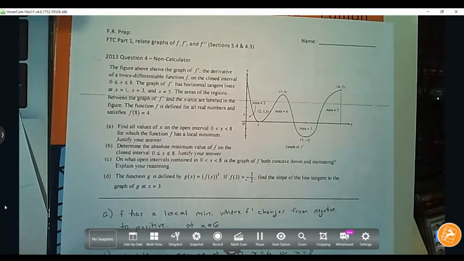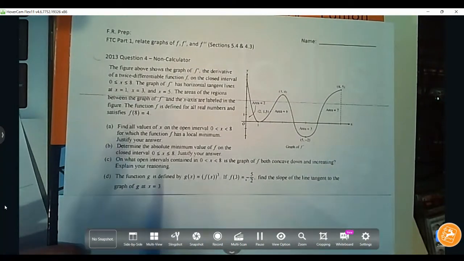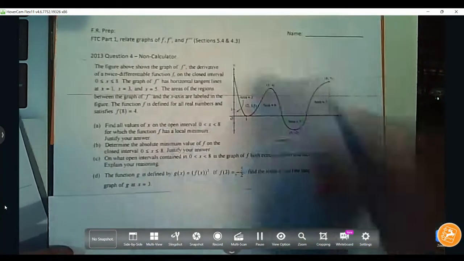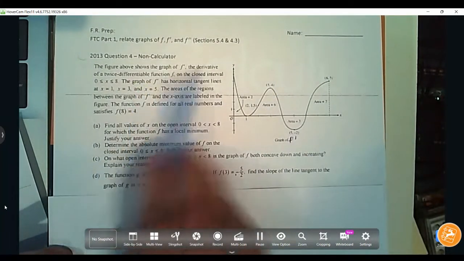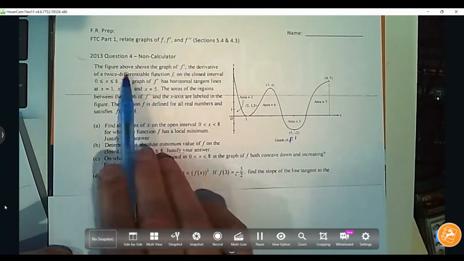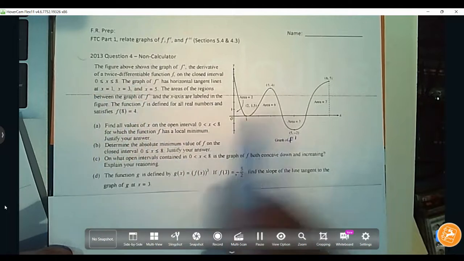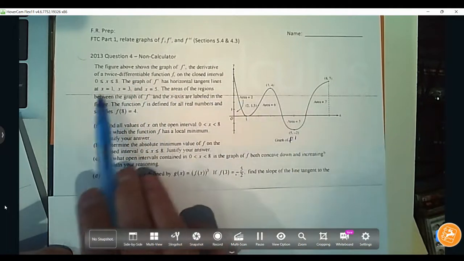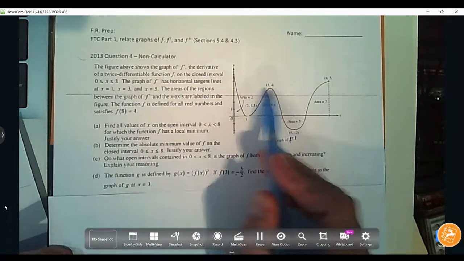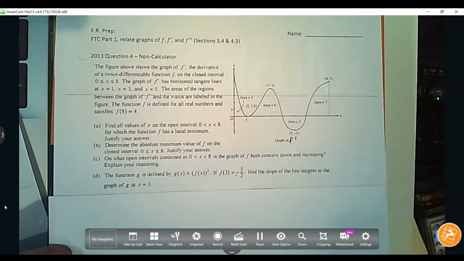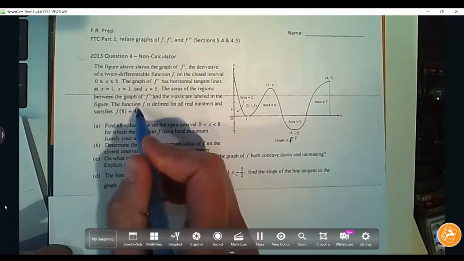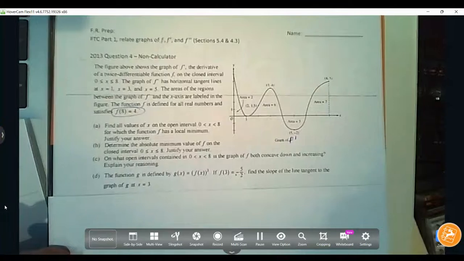So this particular example has a graph of f prime. Let me make that clear. And the derivative, f prime, is the derivative of a twice differentiable function we're looking at from 0 to 8. There are horizontal tangents at 1, 3, and 5. They're just telling you that the slope is 0 at those 3 locations. It looks like that, but they're just confirming it for you. And then we have an initial condition of f of 8 equals 4.